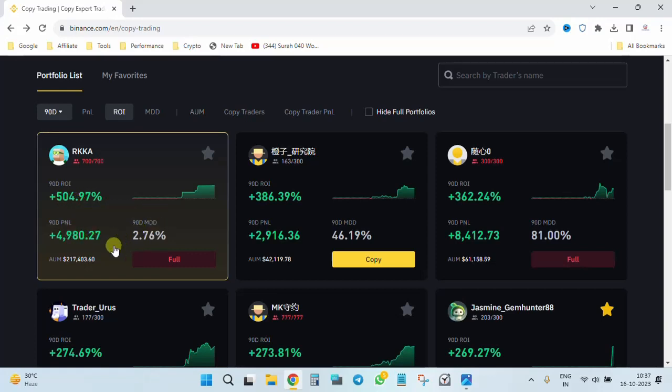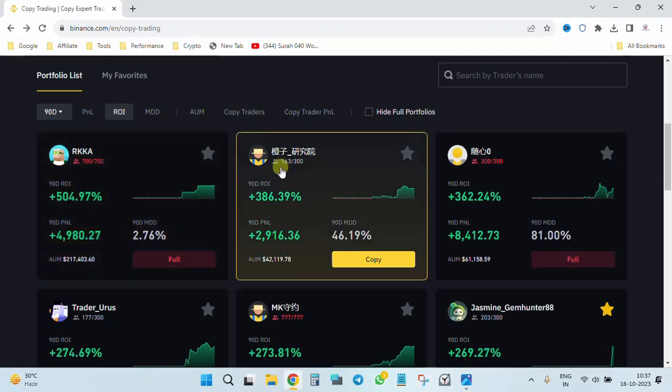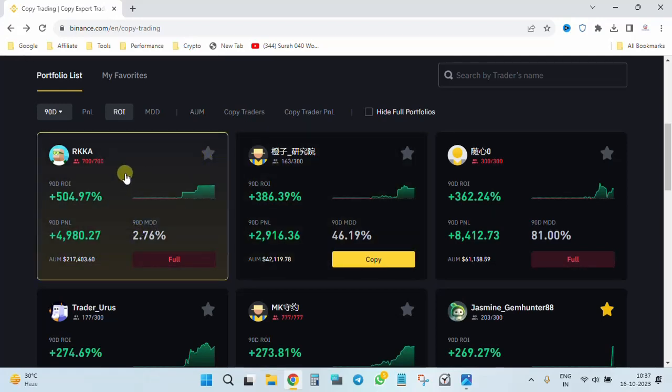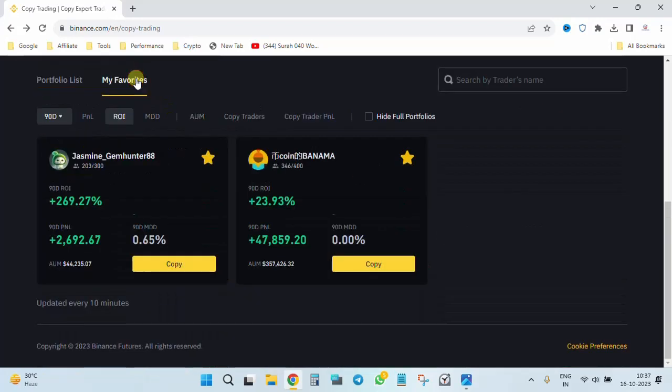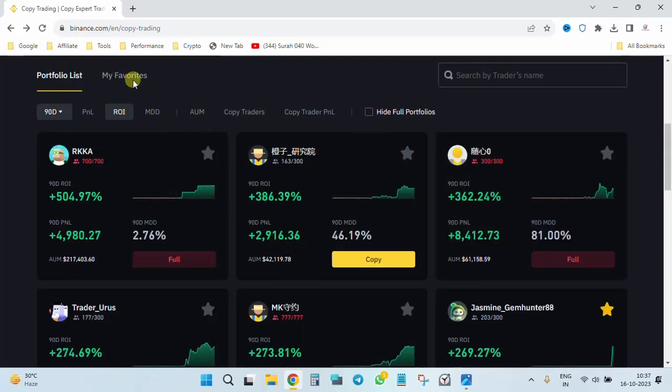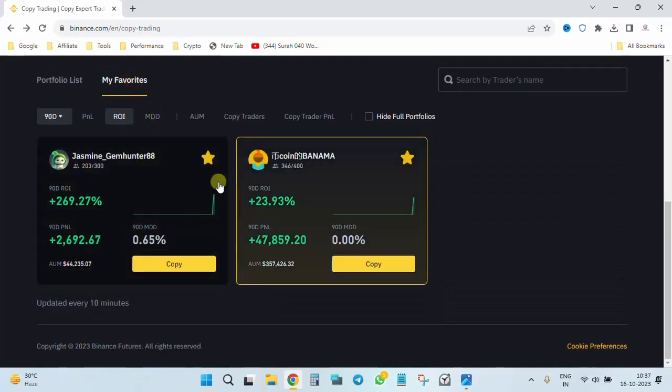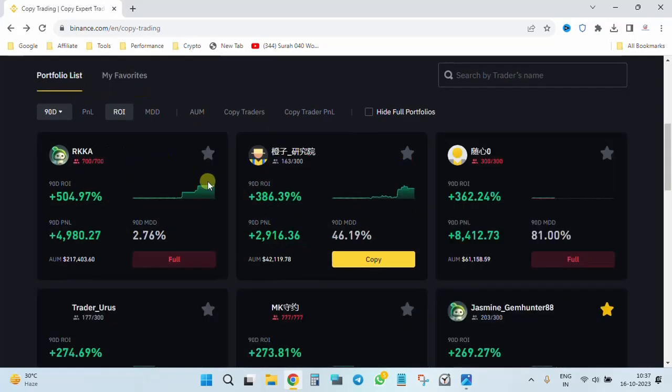Now what are MDD and AUM? I'm going to explain to you. If you feel that you are satisfied with some trader, you can always favorite them over here, and you'd be able to see them under your my favorites like this. For test purposes, I had done a couple of them. You can see here under the my favorites section.